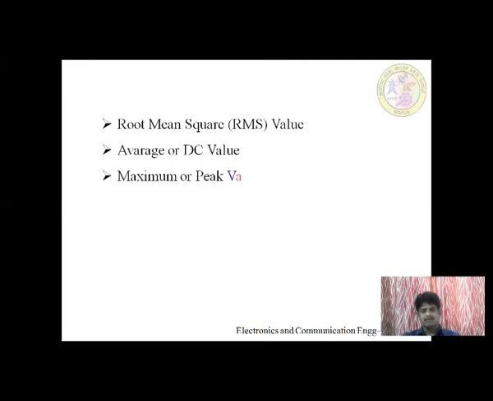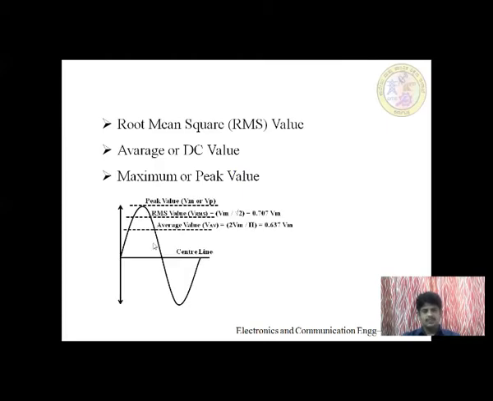Next is the maximum or peak value. It is the highest value in the AC signal. So this is one full wave. This is taken as the peak value, the maximum value, because a DC has a fixed value, whereas in AC we can see that it keeps changing its value. So we have different terminologies with respect to AC. This is the peak value, the maximum value, denoted by Vm or Vp. This is the RMS value, the root mean square value, and this is the average value or DC value.